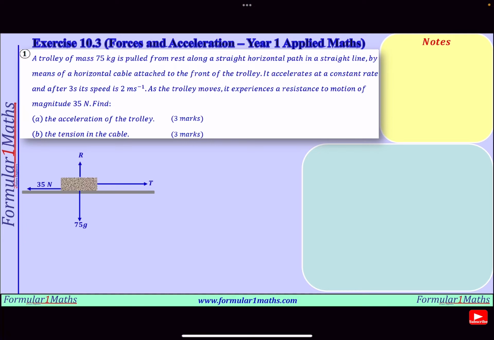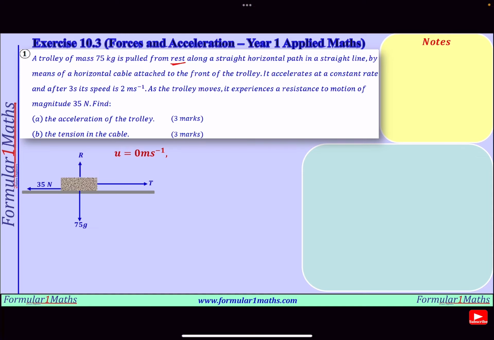Because the trolley is not moving up or down, we're not going to use the weight and normal reaction in our calculation. The weight and the normal reaction do not affect the horizontal motion. So the 2 forces that we're going to use in our calculation are the tension and the resistance force. The particle starts from rest, so our initial velocity, u, is equal to 0.